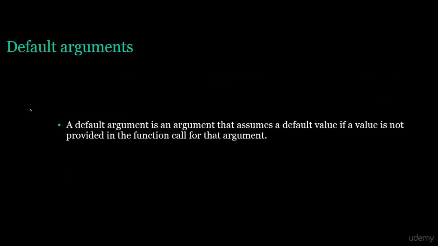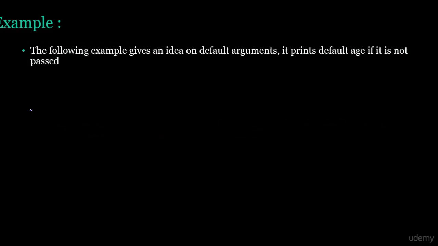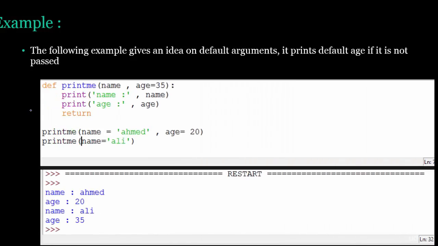The third type of argument is the default argument. A default argument is an argument that assumes a default value if a value is not provided in the function call for the arguments. Let's see this example here. The following example gives an idea on default arguments. It prints default age if it is not passed. Here, this function takes name and age from us. I give age a default value. I said age equal to 35. Here, if I give name equal to Ahmed and age equal to 20, this will print Ahmed and 20. But if I give it name only, it will print the default value here, age 35.